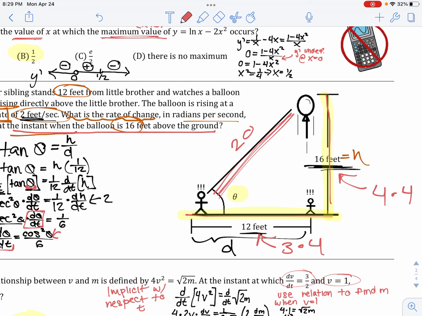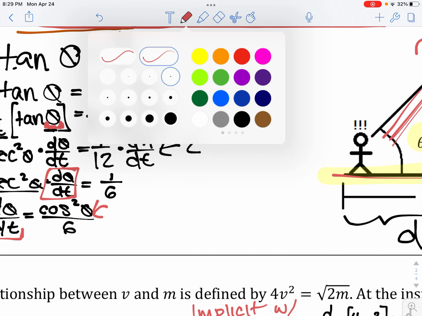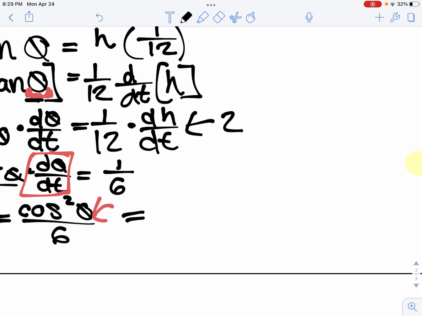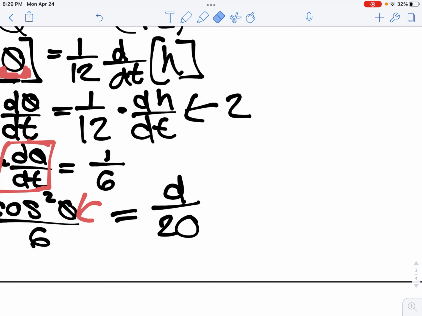But either way, now we know at the instant that we're being asked about, which is the instant where the balloon is 16 feet above the ground, we know all the side lengths of the triangles, right? And cosine is just adjacent over hypotenuse. So we're just going to do that, right? So what this is going to end up being is the adjacent is d over the hypotenuse, which is 20, or d is 12. We know that. So 12 over 20, which is cosine of theta, right? Because it's adjacent over hypotenuse.